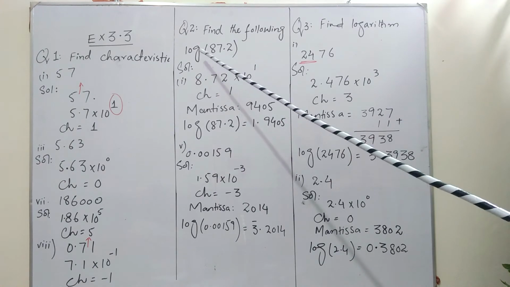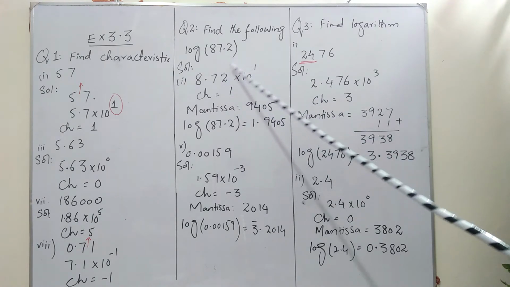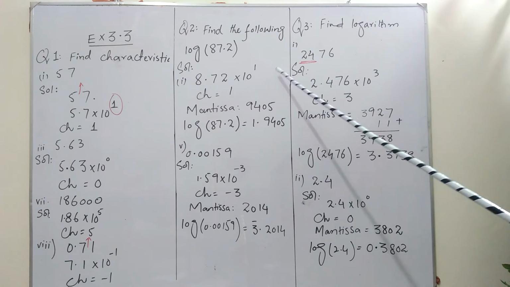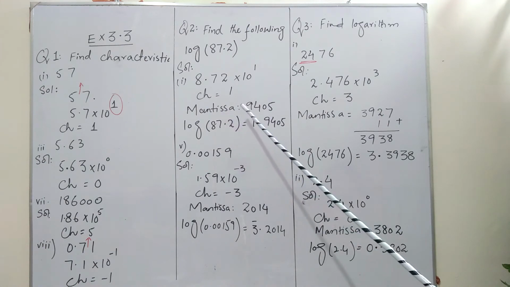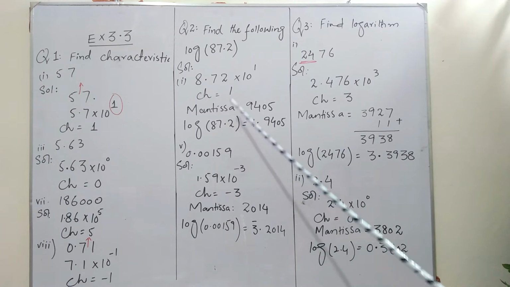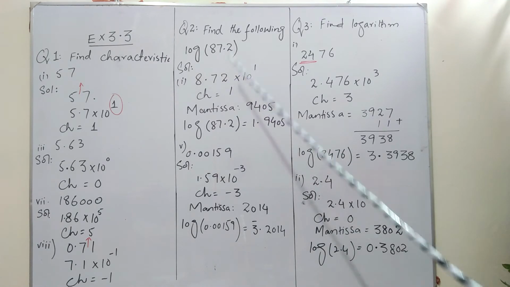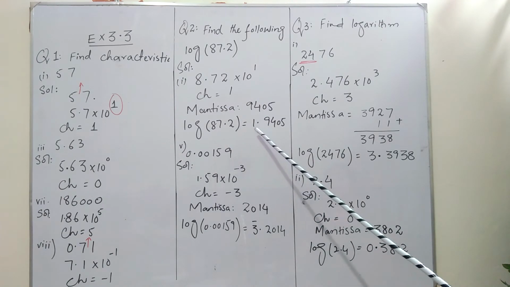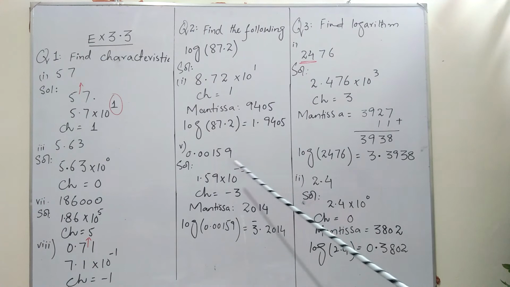So the first question is question number 2, part 1, log of 87.2. To find this, first of all, write down the value in scientific notation. It becomes 8.72 multiplied by 10 raised to the power 1. Now characteristic is equal to 1 in this case. To find the value of mantissa, use your logarithm table, combine the first two digits, that is 87. Now check the value of 87 in the column which is headed by 2, at the top of which the number 2 is written. The value is 9405. So log of 87.2 is 1.9405.